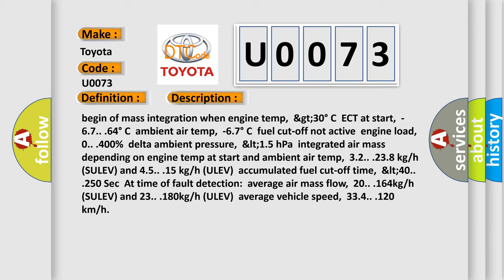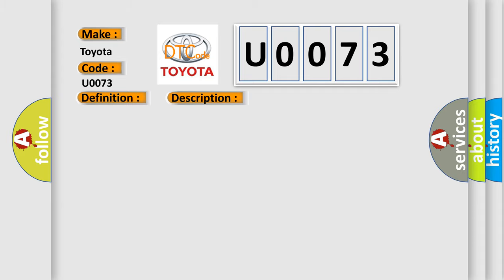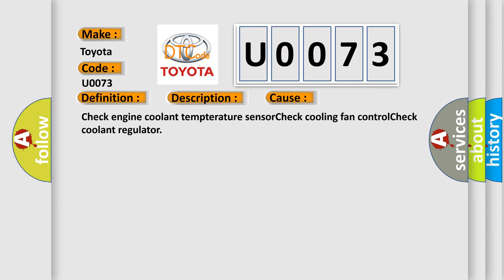32,238 kg HSULEV and 45,15 kg ULEV, accumulated fuel cutoff time less than 40,250 sec at time of fault detection, average air mass flow 20,164 kg HSULEV and 23,180 kg ULEV, average vehicle speed 334,120 km/h. This diagnostic error occurs most often in these cases: check engine coolant temperature sensor, check cooling fan control, check coolant regulator.